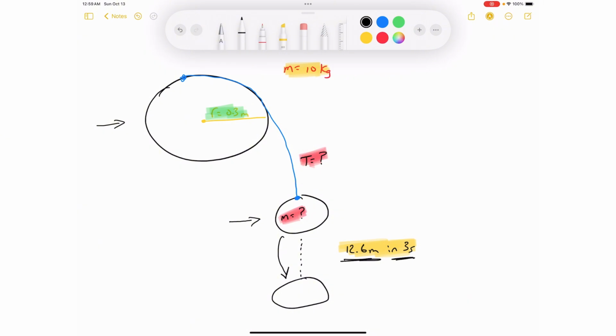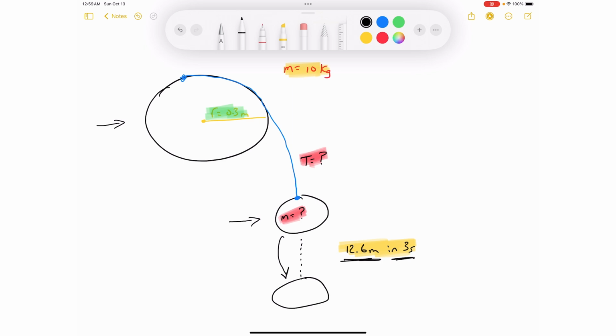And the wheel at the top has a mass of 10 kilograms and has a radius of 0.3 meters. The question is, what's the tension in the rope? So there's a rope here, right, between the wheel and the stone. What is the tension in the rope? And also, what's the mass of the stone? Okay, so we're going to figure out what both those are.